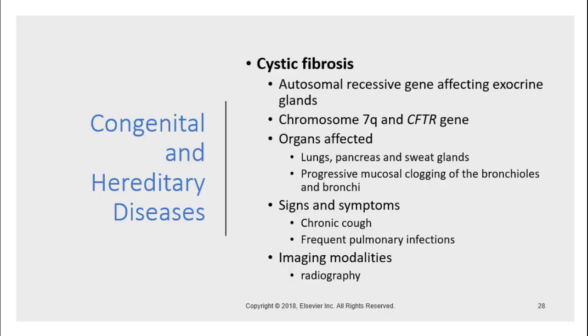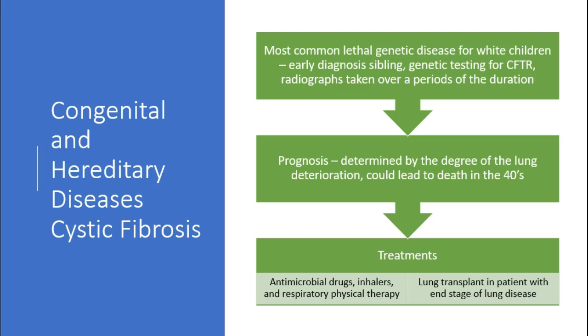Okay, going into our congenital and hereditary diseases, we have cystic fibrosis as our first one. It's an autosomal recessive gene affecting the exocrine system. So it affects the lungs, the pancreas, and sweat glands. It's progressive mucus clogging the bronchioles and bronchi. So you have this chronic cough that's non-productive. You have frequent pulmonary infections, and it can lead to respiratory failure. So that's a bummer. It's the most lethal genetic disease for white children.